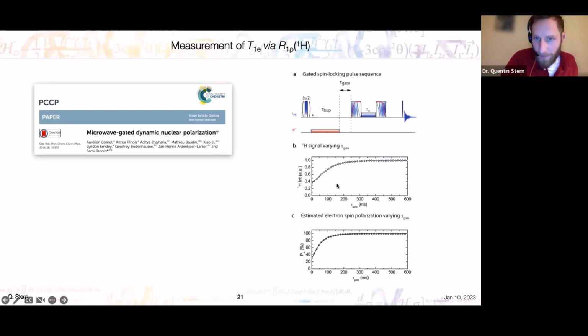And then on the final panel, using the model I showed earlier or something similar, you are able to extract the polarization of the electron from this curve, the bottom curve, and hence they could measure a T1 of the electron on the order of 50 milliseconds at 1 Kelvin.